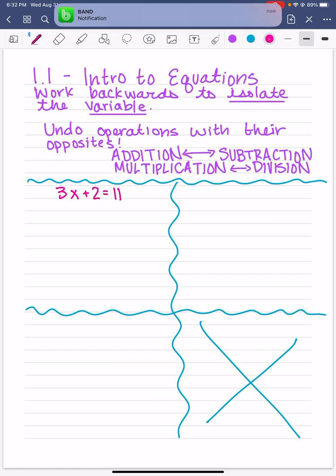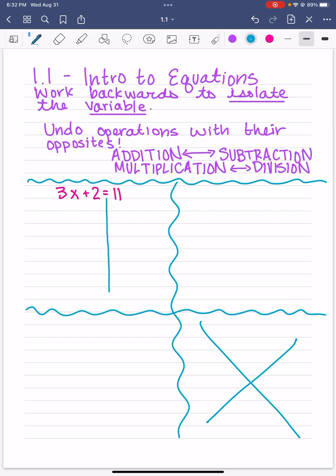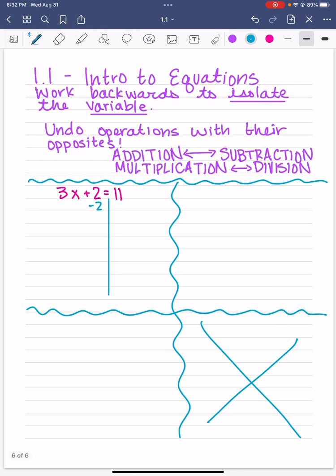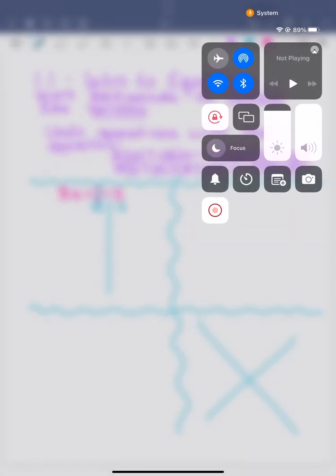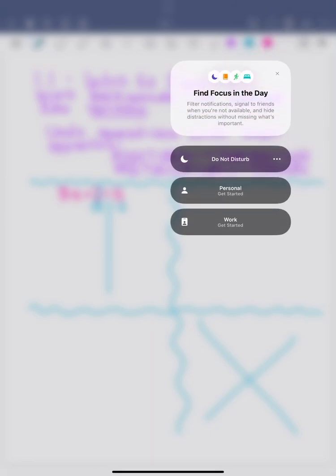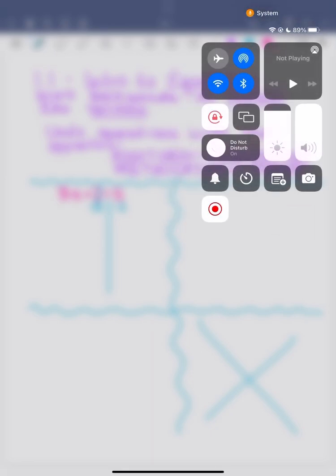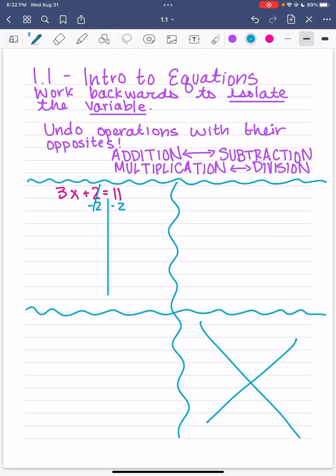If you are a person who likes drawing a line down your equation, you can. We're going to do the same thing on both sides of our equal sign. We're going to subtract 2 from both sides because that'll get rid of that plus 2. Opposite of plus 2 is minus 2. Let me put on do not disturb so no more notifications come in. There we go. All right, sorry about that.